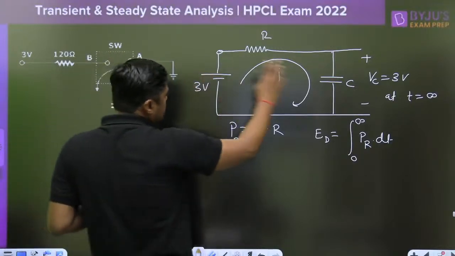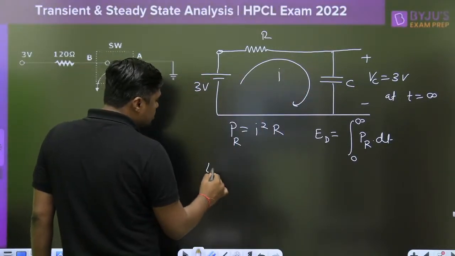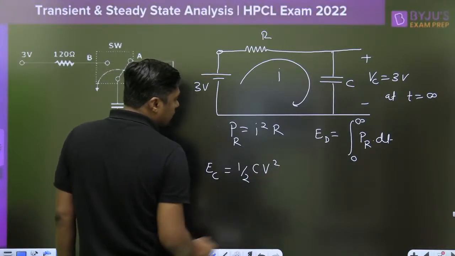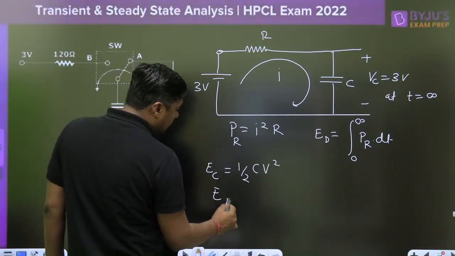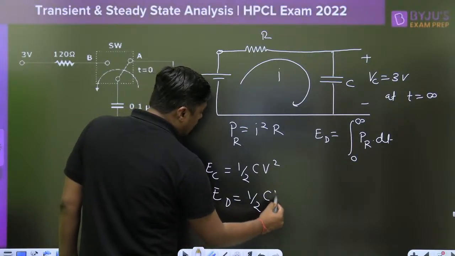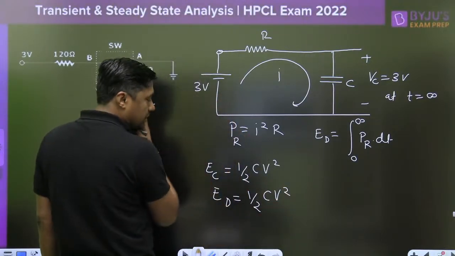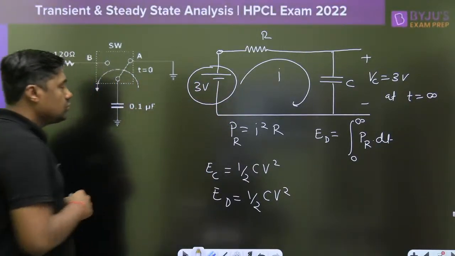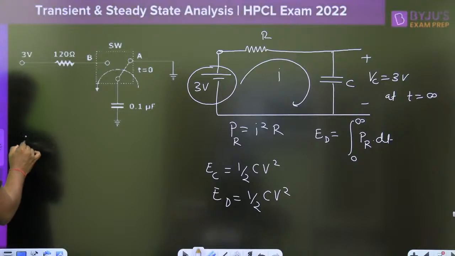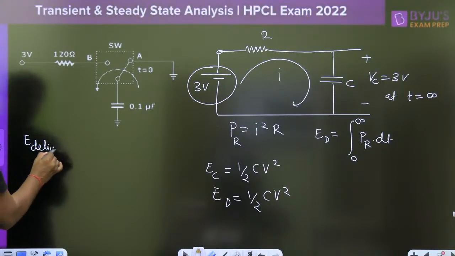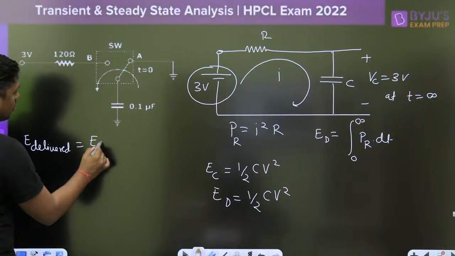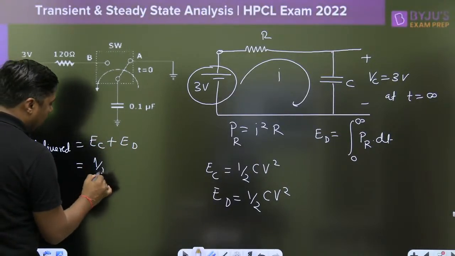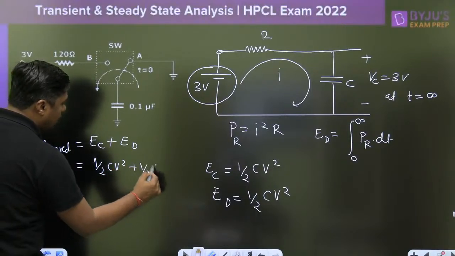During the process of the charging, what is the energy stored in the capacitor? We have the idea. Energy stored in the capacitor is half of CV square. And during the process of charging, energy dissipated across the resistor is also the half of CV square. V means that is the voltage, 3 volt. So what is the total energy delivered by this battery? The total energy delivered is equal to energy stored in the capacitor plus energy dissipated across the resistor. So it will become half of CV square plus half of CV square.